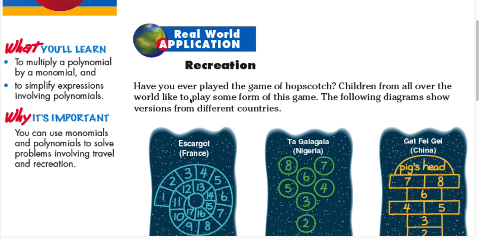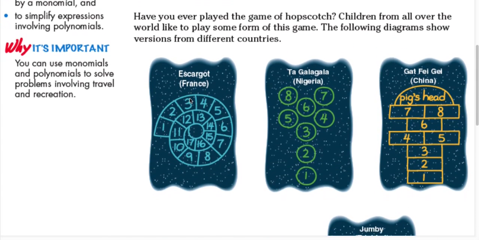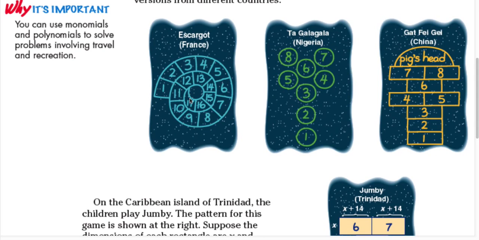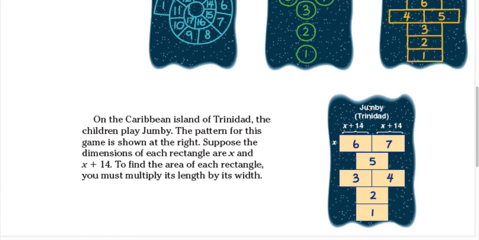So let's take a look at this real-world application in recreation. Have you ever played the game hopscotch? Children from all over the world like to play some form of this game. The following diagram shows versions from different countries: from France, from Nigeria, from China, and from Trinidad. On the Caribbean island of Trinidad, the children play Jumbi. The pattern for this game is shown at the right.